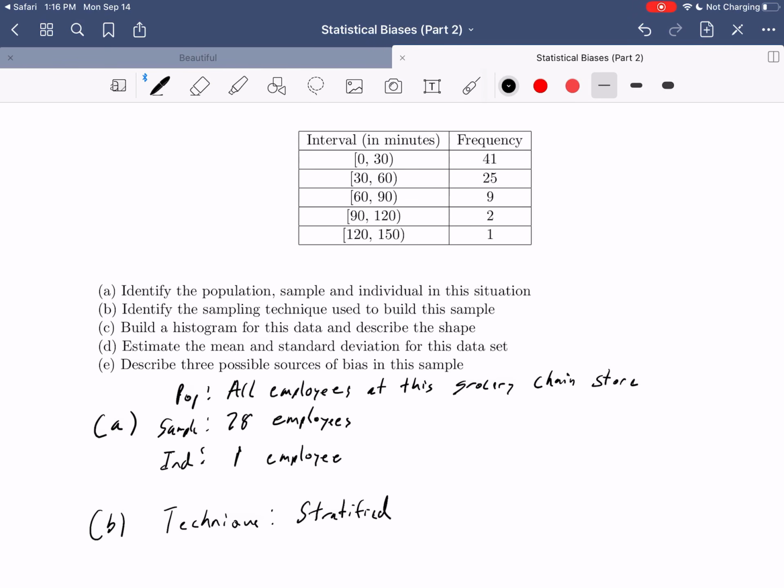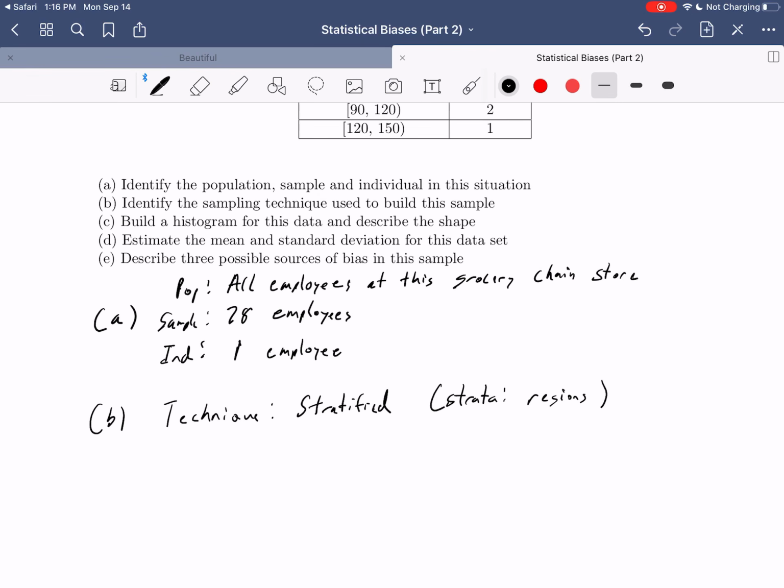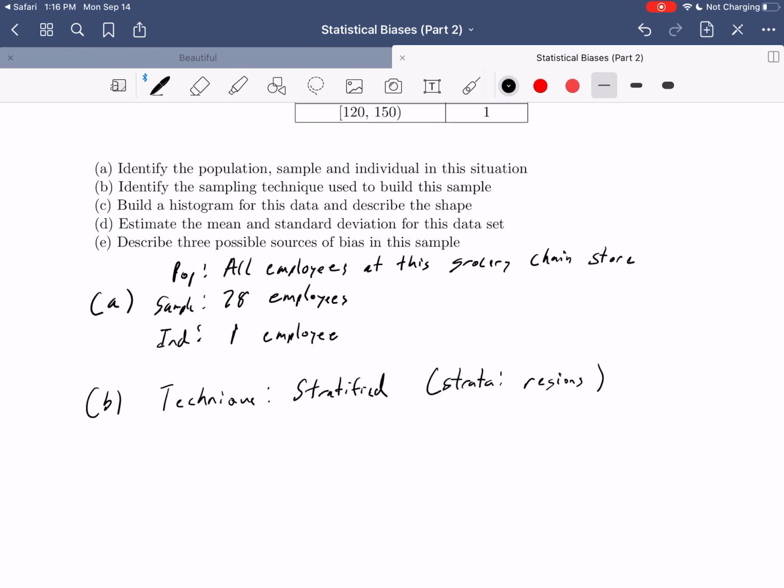And the strata were the regions, right? They were making sure they got some West Coast employees, some East Coast employees, and some Midwest employees. All right, we'll go ahead and build the histogram on the next page.